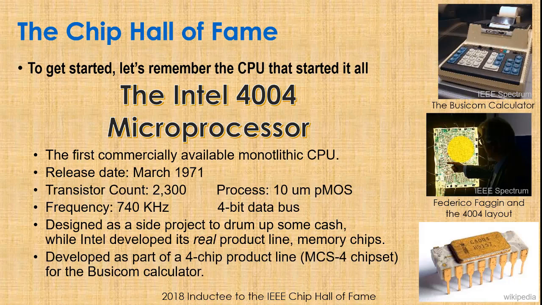It was actually a project that was designed for a Japanese company called Busicom, who wanted to make a calculator, and Intel designed a chipset called the MCS-4 chipset, which was four chips: 4001, 4002, 4003, and 4004, where the 4004 was this microprocessor that they decided to put on one chip, and they made a deal with Busicom that they could actually sell it to other people, and this chip became a very popular product and started Intel as we know it today.